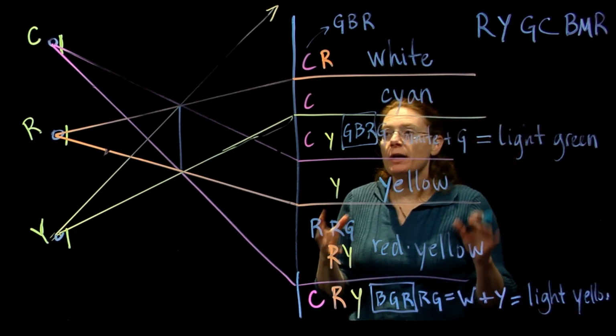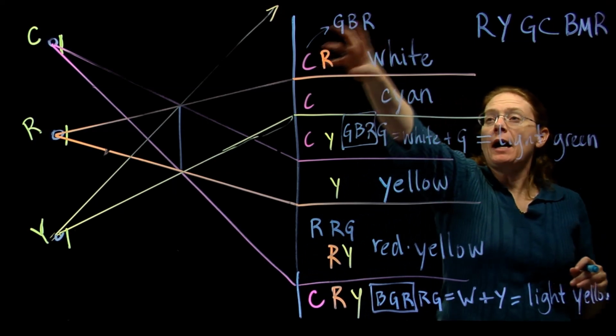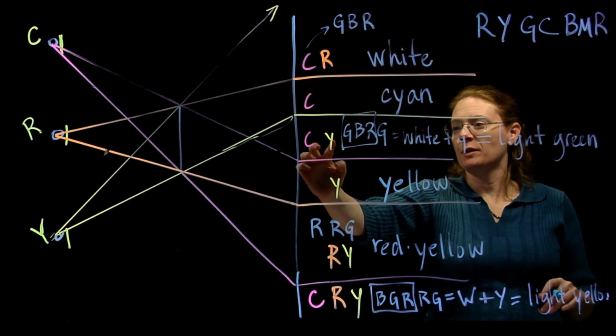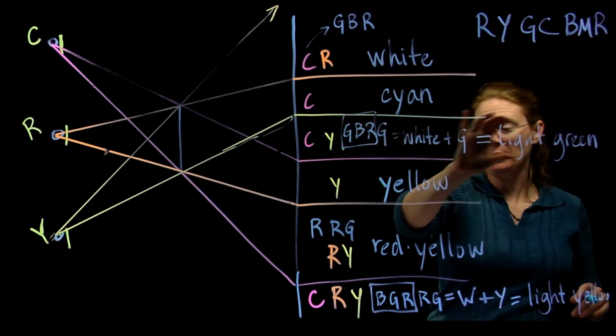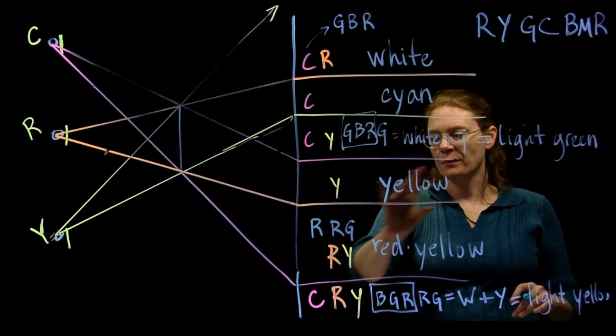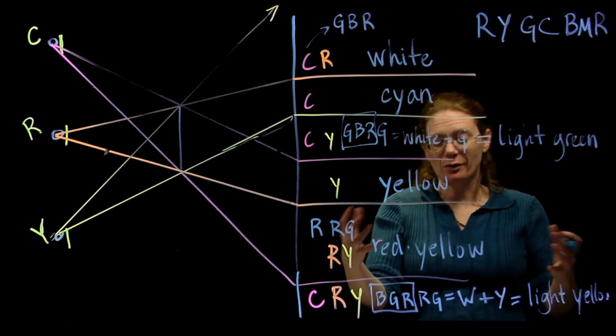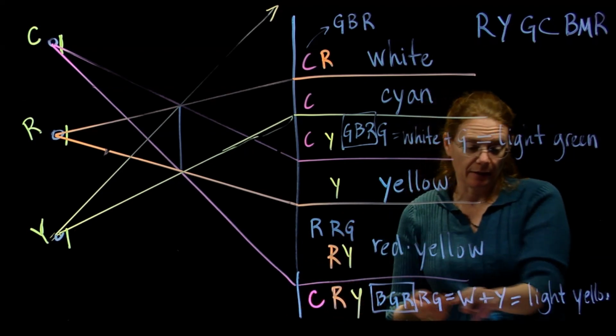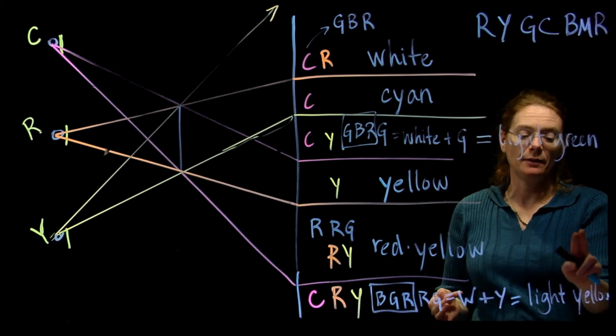So the colored shadow pattern from this, the top is going to be white. This is just cyan, cyan plus yellow. This is going to give me a light green. This is just yellow. Here, red plus yellow, we don't have a word for that, so red yellow. And then adding all three colors together is going to give us a light yellow.